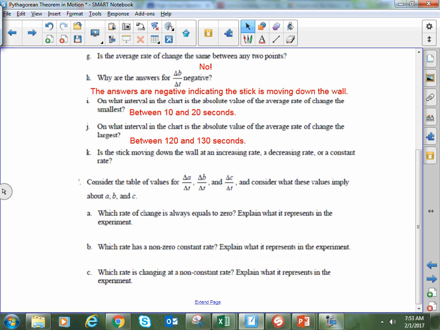Is the stick moving down the wall at an increasing rate? Well, in this case, it's actually increasing. Even though it's going down, and that's what the negative values indicate, the direction that it's moving, the change from one interval of time to the next along that side of the triangle is getting bigger each time.